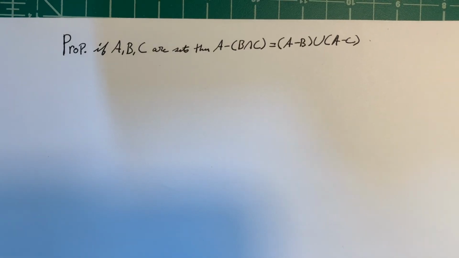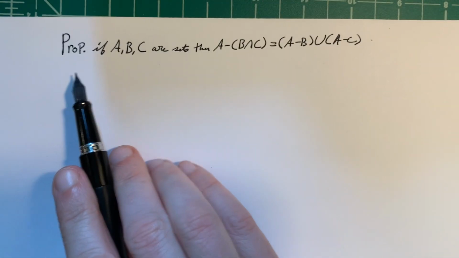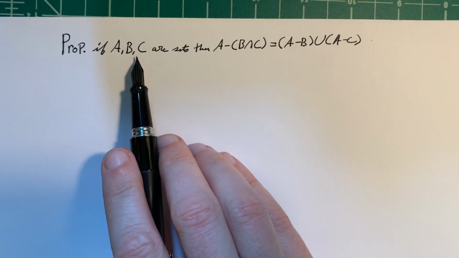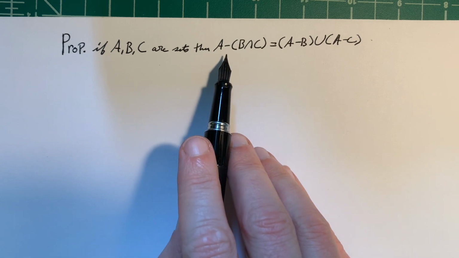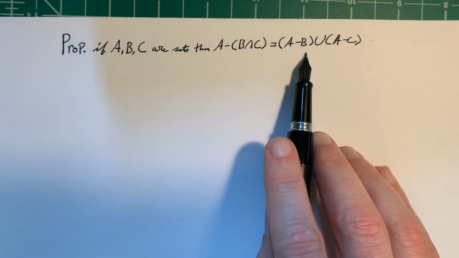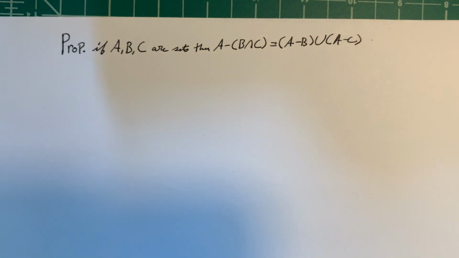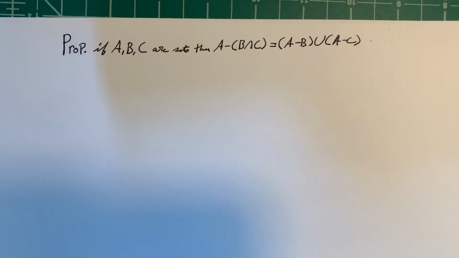Okay, I have a fresh cup of coffee and I'm ready for another problem. And in this problem, I have the proposition: if A, B, and C are sets, then A minus (B and C) is equal to (A minus B) or (A minus C). And here I'm going to try to prove that this is true.